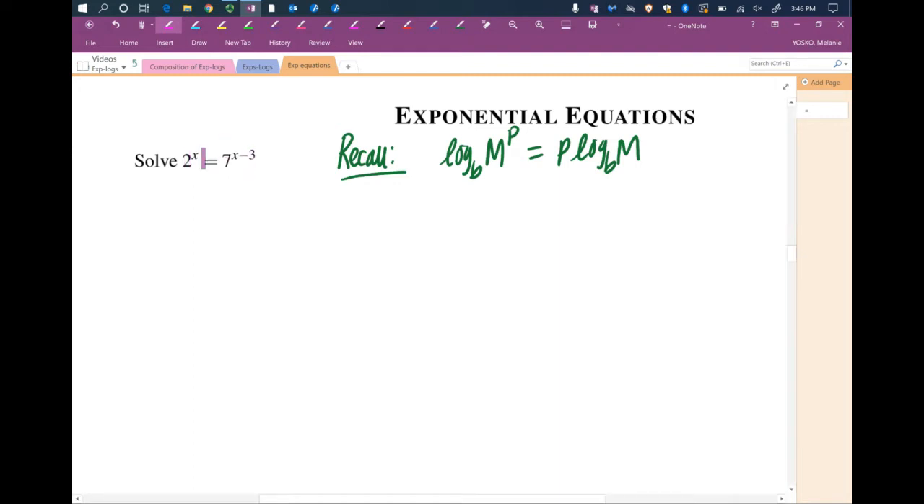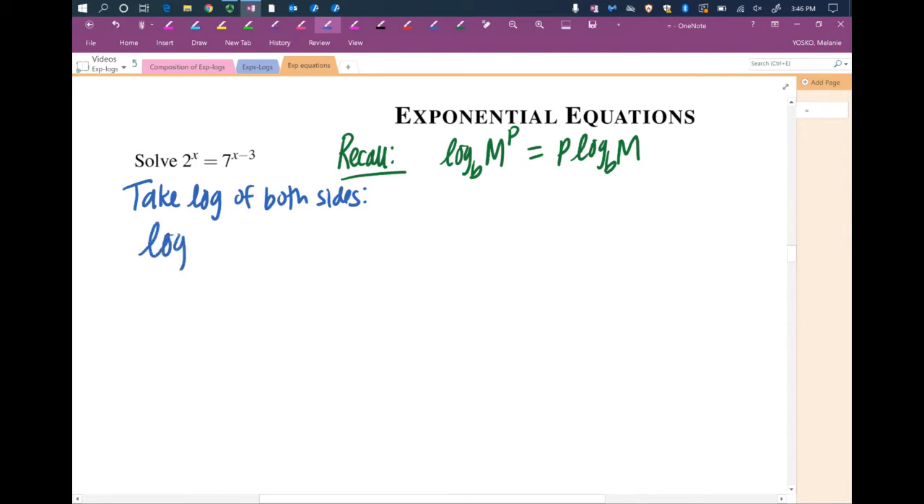Notice we have x's in both powers, so we're going to apply a log to both sides. You can pick any log you want. You can pick log base 10, log base e. It doesn't really matter. I'm going to do log base 10 because that's what most of my students prefer. Please note, I am not multiplying by log. I'm applying a logarithm. This is an operator.